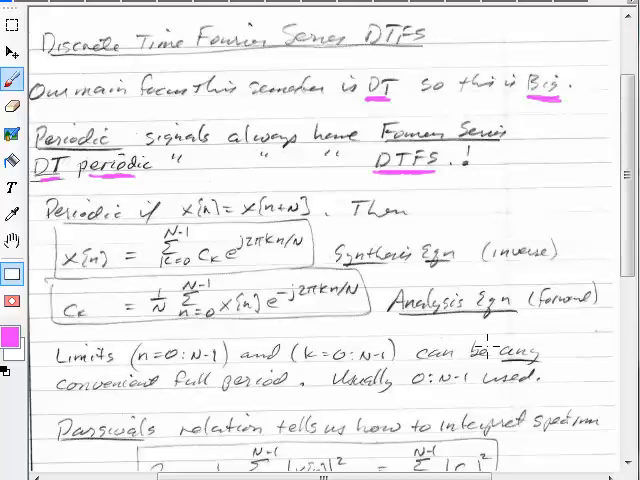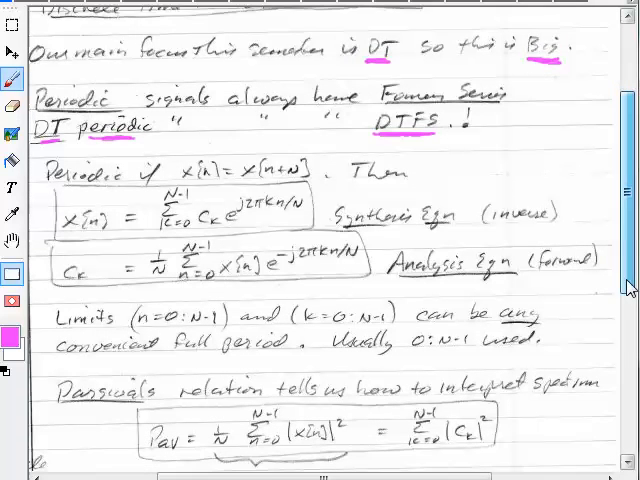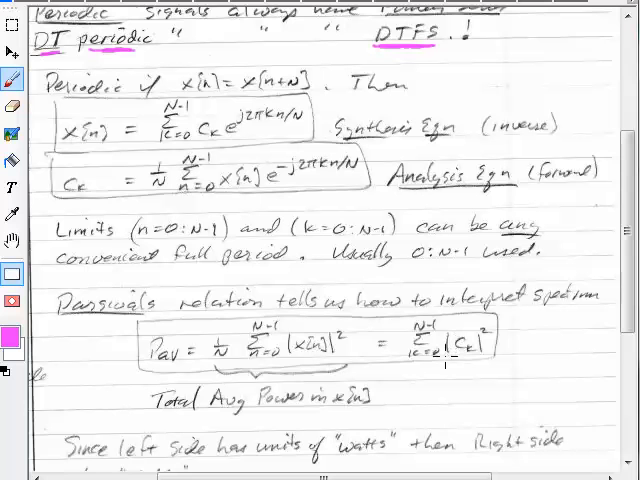All right, so we won't go about trying to derive that. You can look in the book. They've got a nice discussion. I want to point out that these limits, n equals 0 to N minus 1, you sum over any full period of the waveform. And here you sum over any full period of the spectrum. Okay, the sum here looks like it's fixed, 0 to N minus 1. That's not necessarily what you have to do. You can pick any convenient full period and form that sum, and it works just fine.